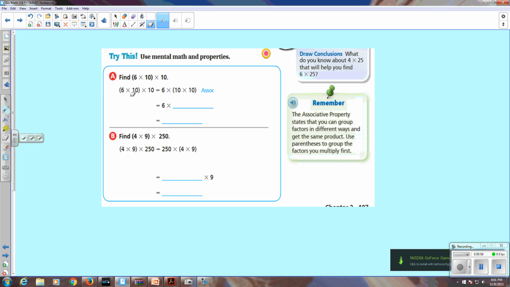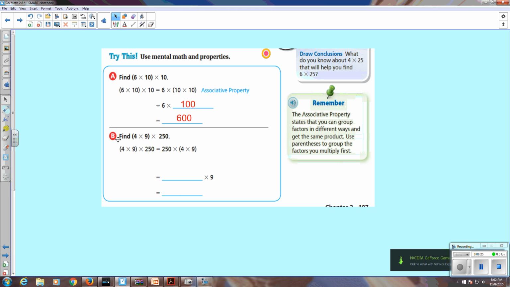So if I take the same 3 digits, but this time I group it differently. Instead of doing 6 groups of 10, I do 10 groups of 10. I'm doing my associative property. And that's easier for me because I know that 10 groups of 10 is 100. And now, after I solve what's in the parentheses, I could solve the rest. 6 groups of 100 is 600. So that's how the associative property helps me. It's just by switching the order in which I multiply problems.